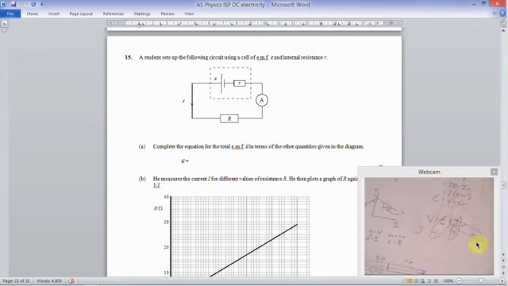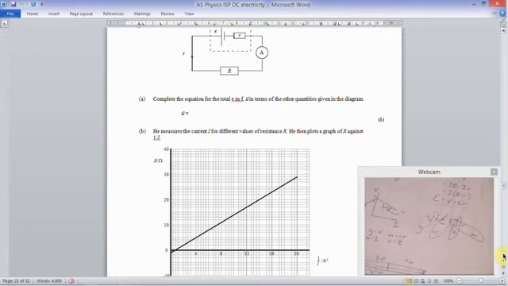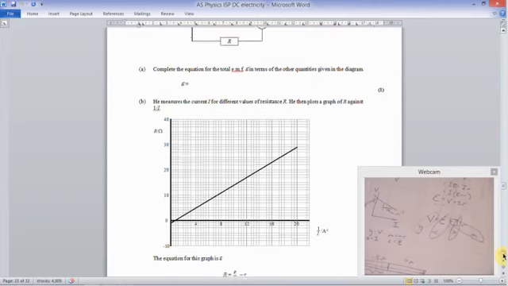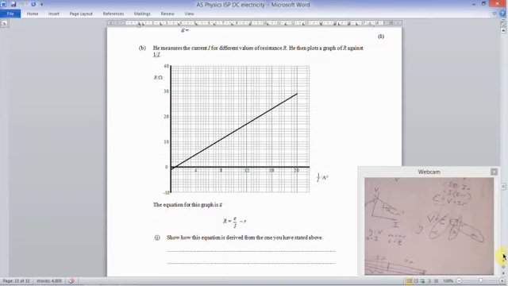He measures the current for different values of resistance, and then he plots a graph of R against 1 over I. So it's a different sort of graph to the one we're used to. So it's got different resistances there, and it's got a length there. The equation for this graph is there. So they've given us the equation for this graph. Show how this equation is derived from the one you've stated above. Right, so we need to go from that to something that looks a bit like this one above it.